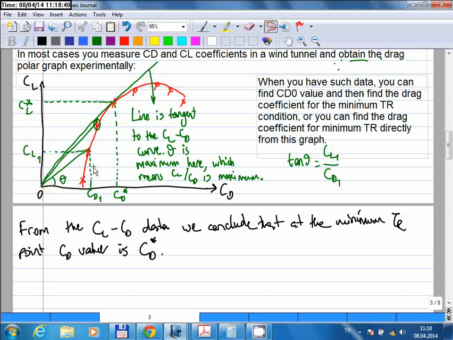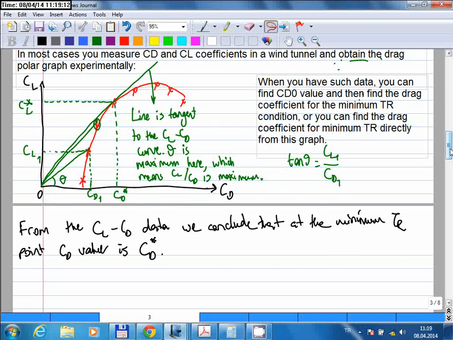And you're interested in the highest possible lift to drag ratio. The highest possible lift to drag ratio means the highest possible angle, and the highest possible angle is obtained when this line becomes tangent to this curve. As I said, we will be doing the same thing again for finding different things. So it's important that you understand why we are drawing this tangent line, because the angle is maximum for the tangent line.